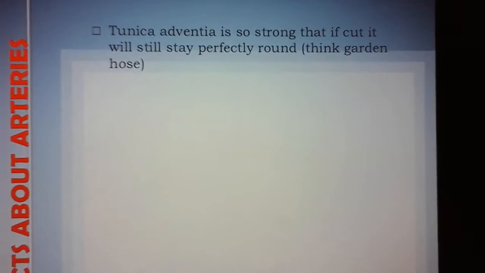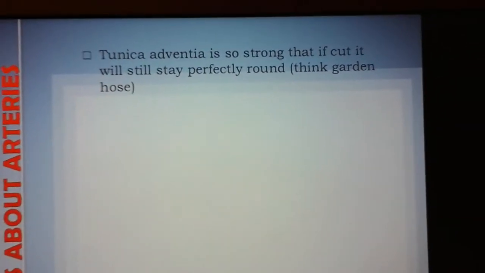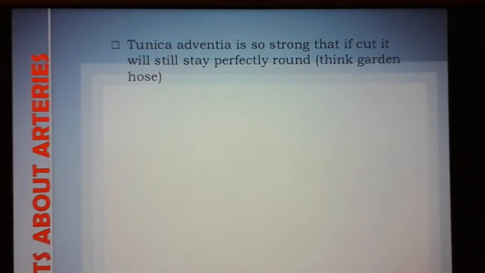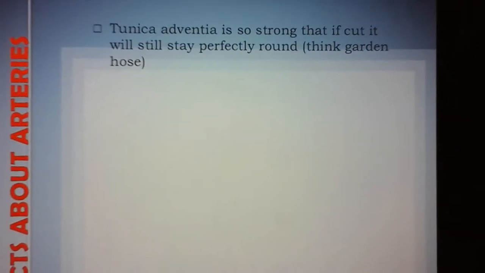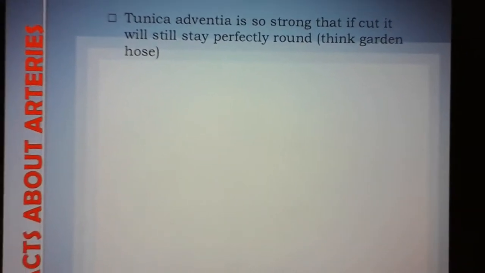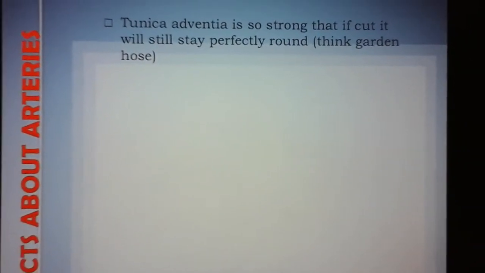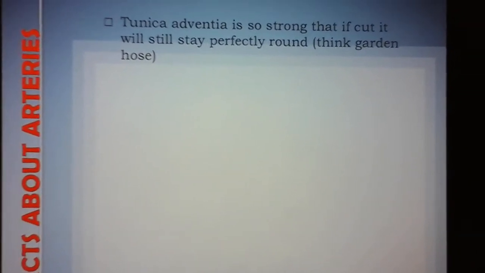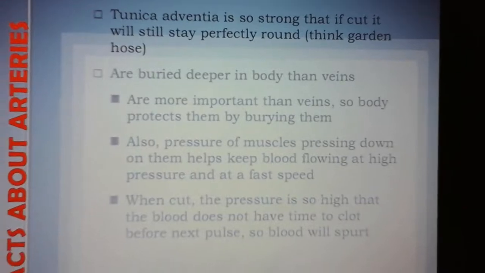Your body considers arteries to be more important than veins because arteries are carrying nutrients and veins tend to carry waste products. So arteries tend to be thicker and stronger than veins. And so even though they both have this layer, the collagen fibers of arteries are thicker, so this tends to stay perfectly round even when there's no blood inside of it.